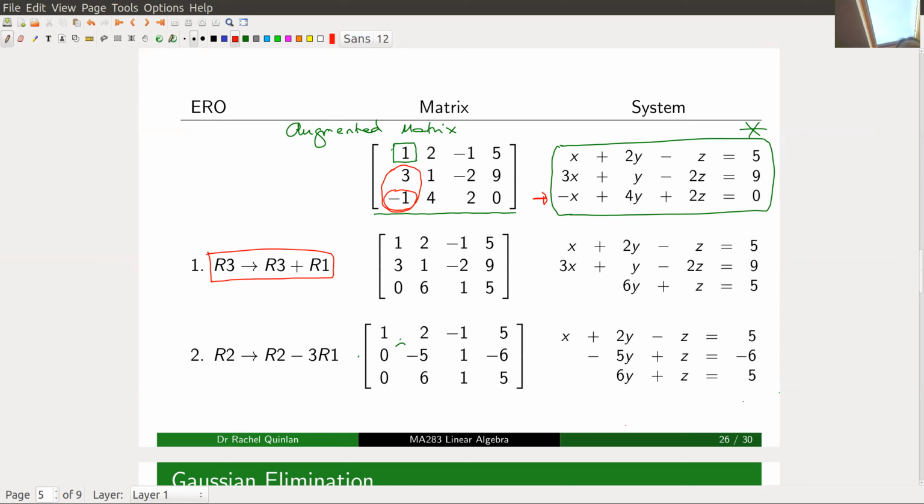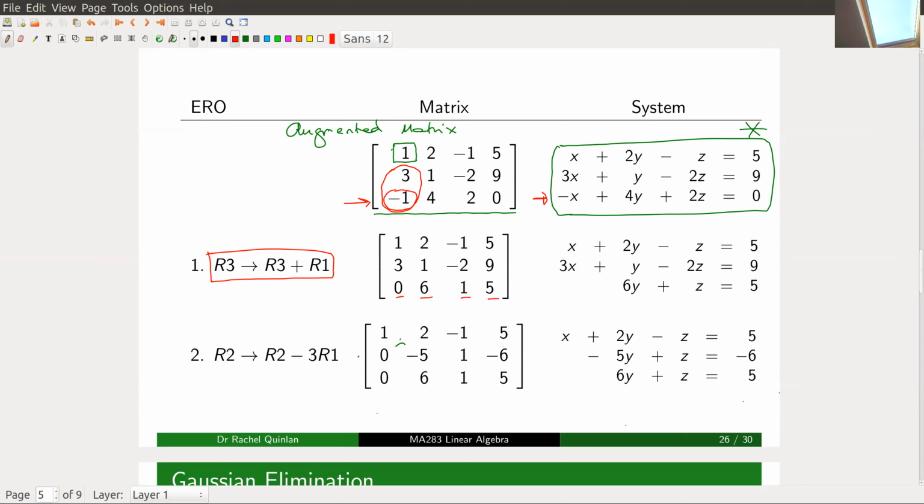At the level of the matrix, we're focusing on row 3. For each entry in row 3, we're adding 1 times the entry above it in row 1. So we get minus 1 plus 1, that's 0 here. We get 4 plus 2, that's 6 here. We get 2 plus minus 1, that's 1 here. And we get 0 plus 5, that's 5 here.